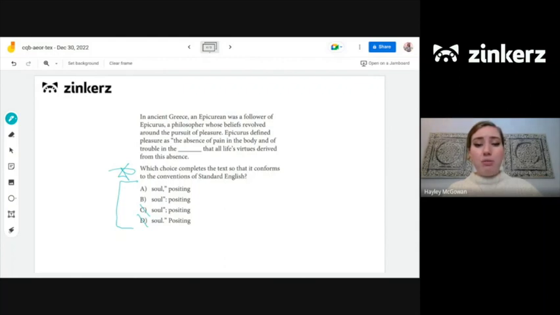Again, the participial phrase is very closely related to the main clause, so it wouldn't make sense to offset it like this, because we need to know who's doing the positing. And the only choice that's going to allow us to know that is A, where we just have the comma. The comma is just gently separating the quote from the rest of the passage. So this is going to be our right choice, A.